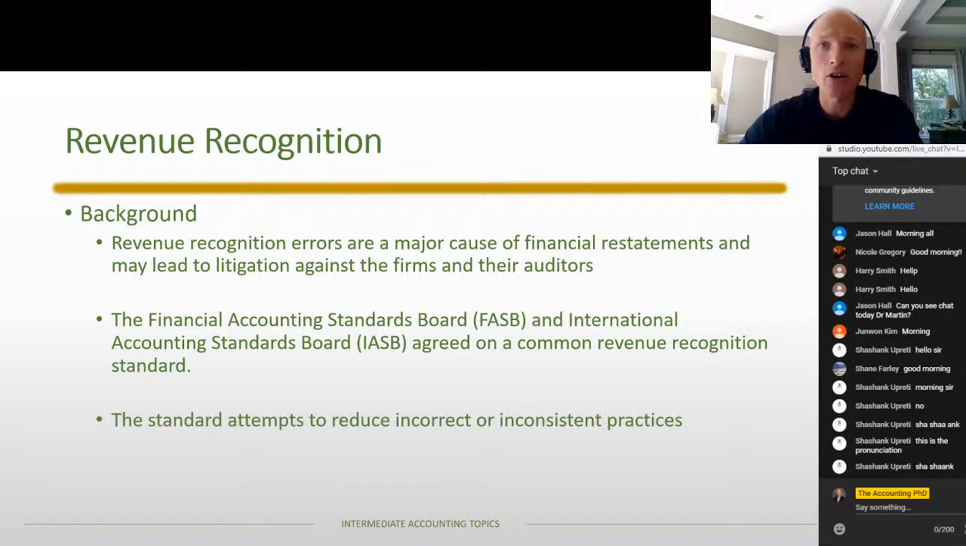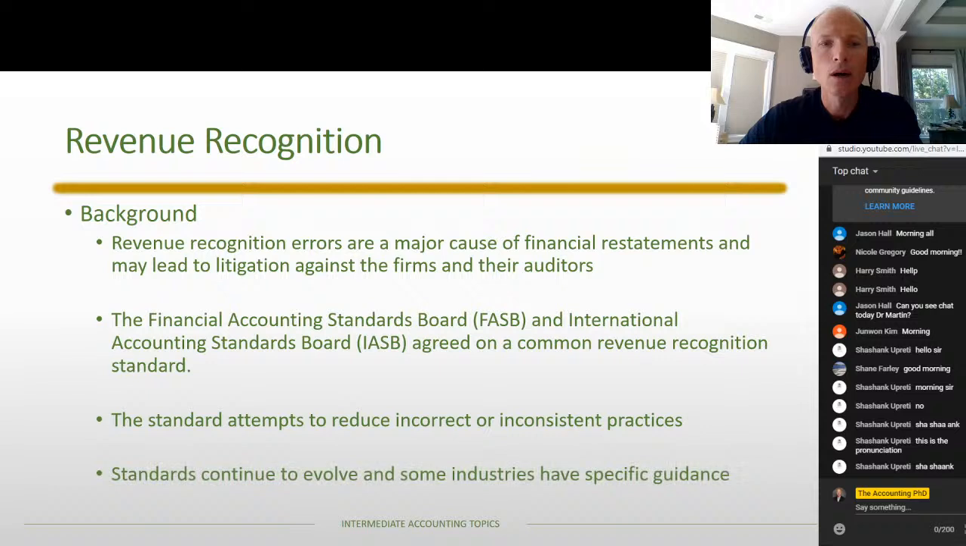Now, the new standard attempts to address any issues where there are either incorrect or inconsistent practices. I would say, under the old standard, there was a lot more variation in the way that things were applied. The new standard allows a little more flexibility in the application of the standards, but requires more documentation for the way that you're applying them. So it's a little bit different. There's more flexibility, but a higher standard for documentation.